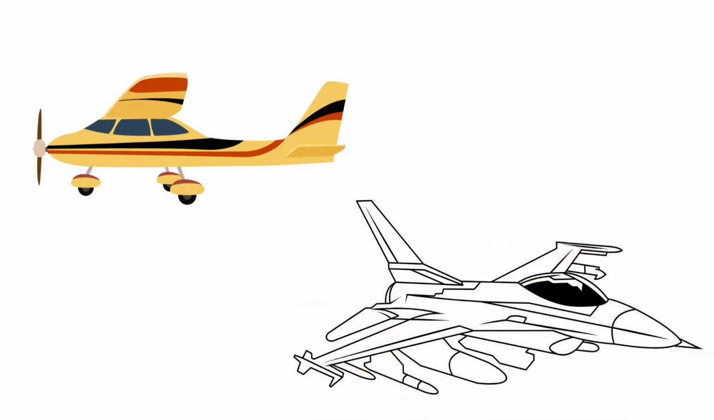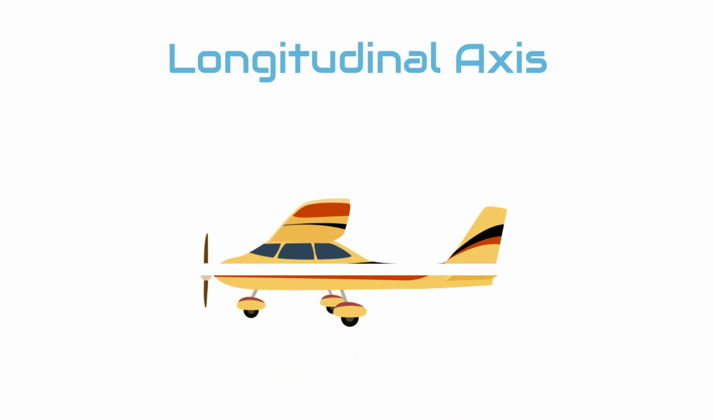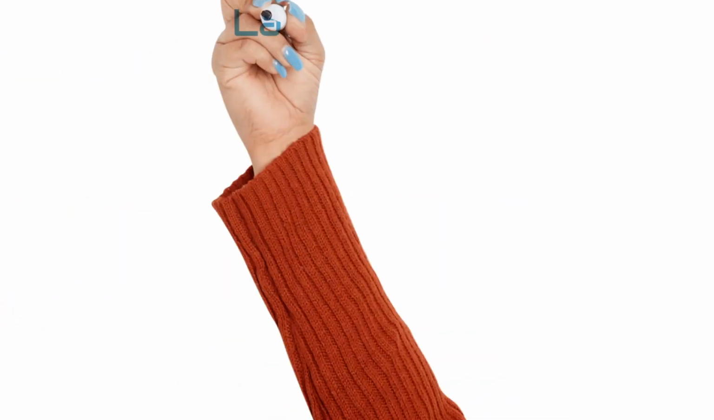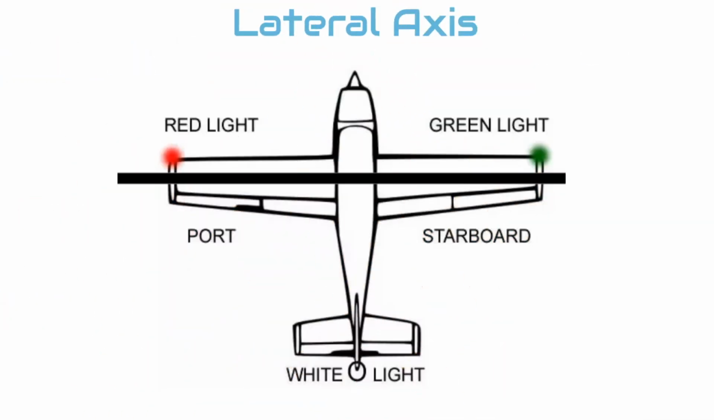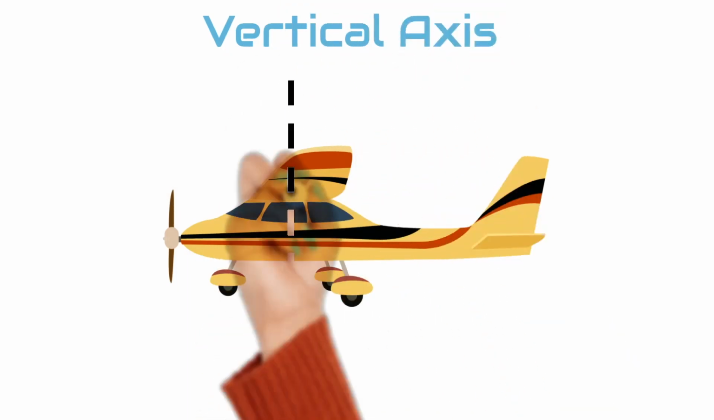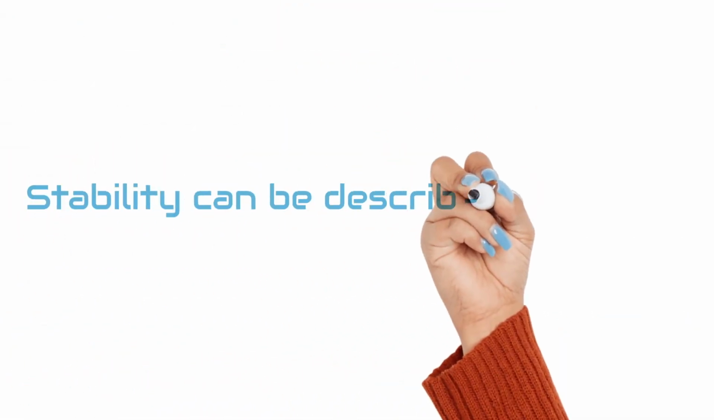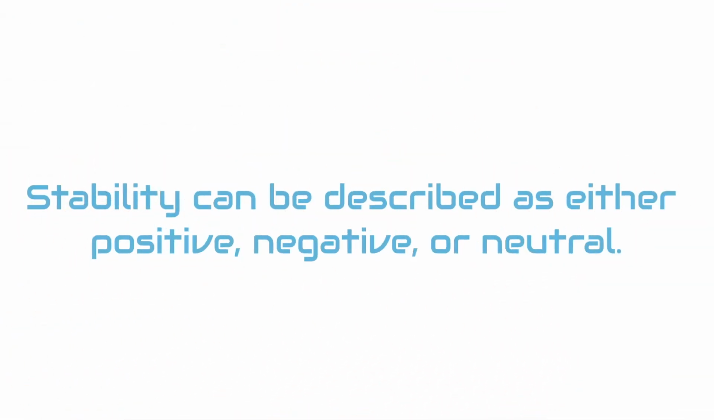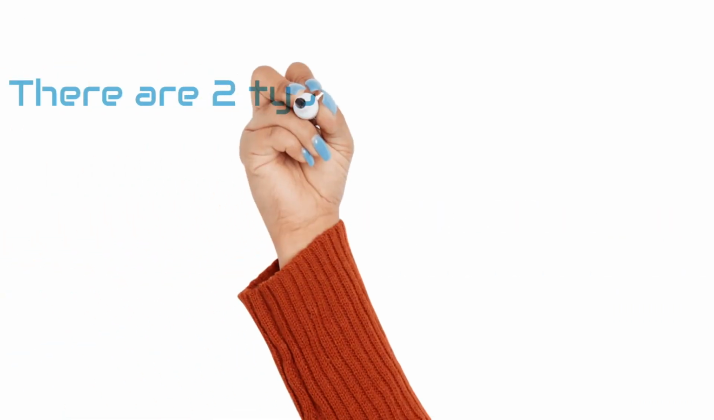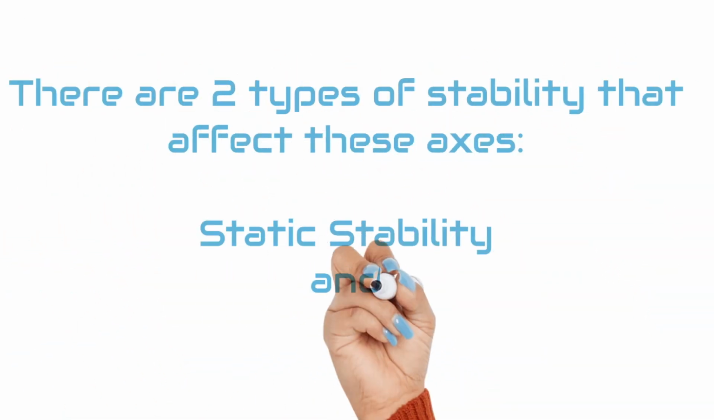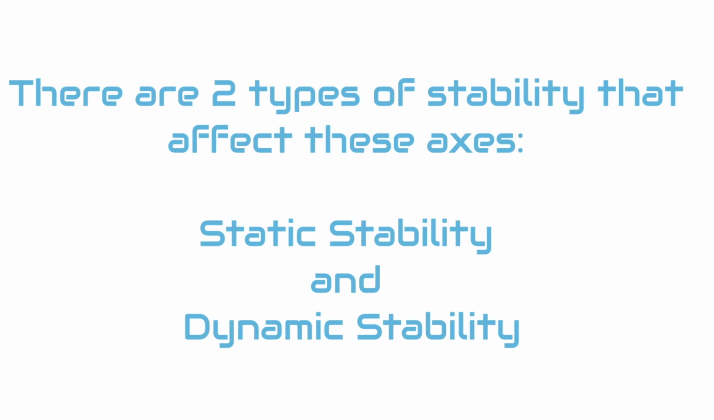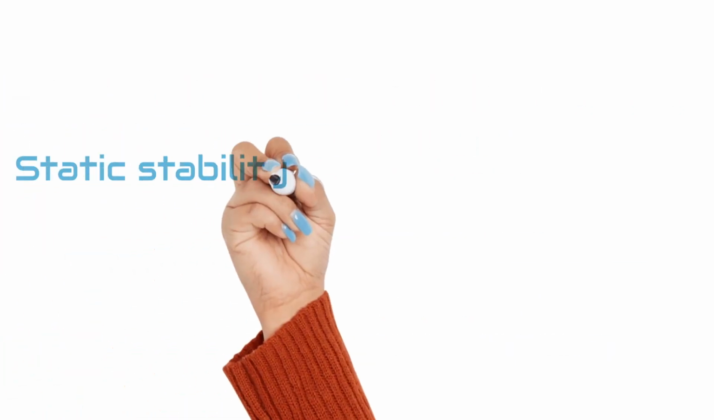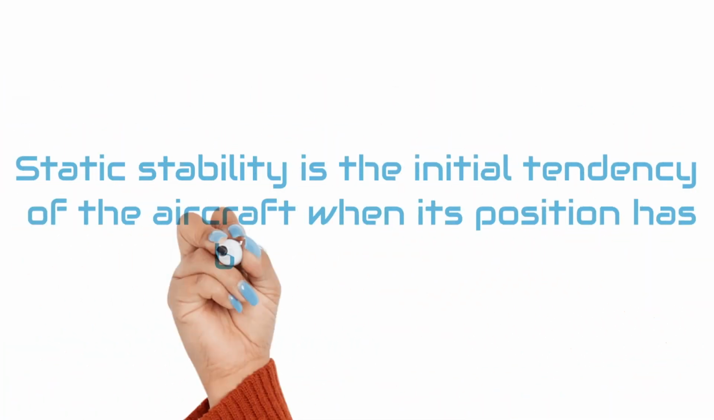Stability relates to the three axes we spoke about in our lesson 1.1: longitudinal axis, lateral axis, and vertical axis. Stability can be described as either positive, negative, or neutral. There are two types of stability that affect these axes: static stability and dynamic stability. Static stability is the initial tendency of the aircraft when its position has been disturbed.